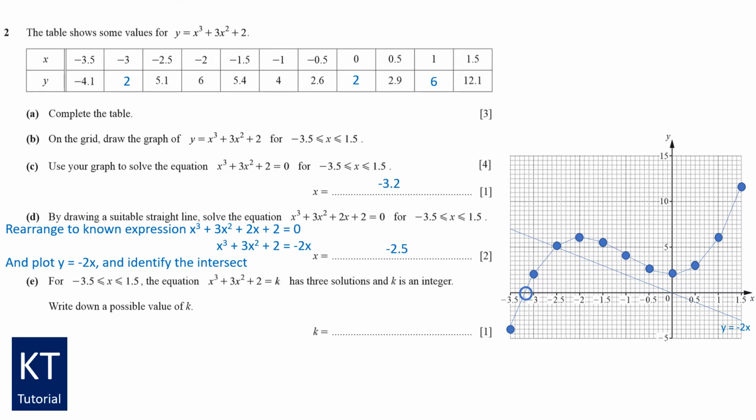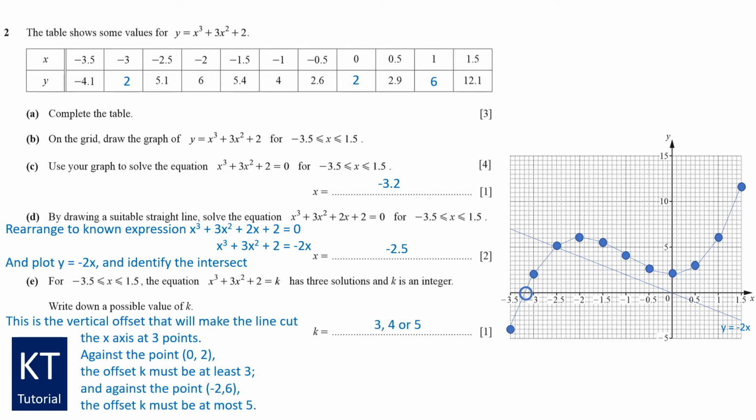Next question. For the stated range, the equation has three solutions and k is an integer. Write down a possible value of k. To have three solutions, we'll require a vertical offset that will see to the line cutting the x-axis at 3 points. Against the point 0, 2, the offset k must be at least 3. And against the point -2, 6, the offset k must be at most 5. Therefore, the integer k can only be 3, 4, or 5.